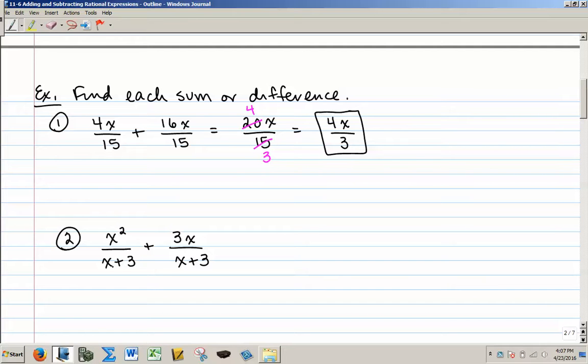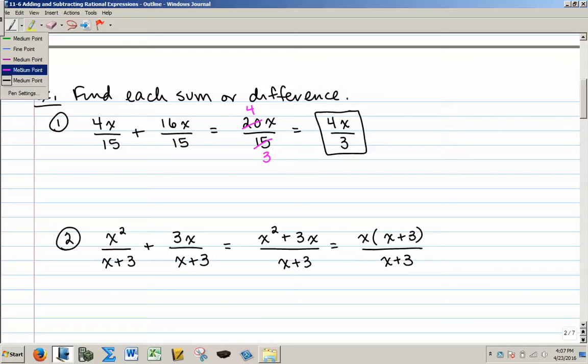Second example, I have x squared over x plus 3 plus 3x over x plus 3. I have the same denominator of x plus 3, so I just combine my terms on top, and that will become x squared plus 3x over x plus 3. And I should probably factor this numerator to see if there's anything I can cancel. I can indeed take an x out of that, and that leaves me with an x plus 3 on the top and an x plus 3 on the bottom. Since these are multiplied, I can cancel those, and I'm left with just an x.